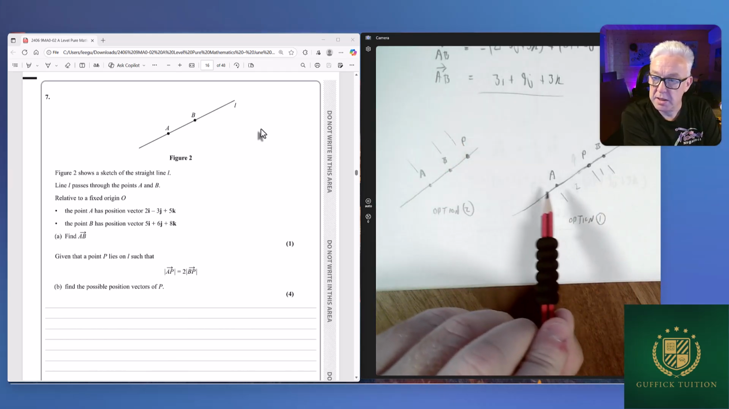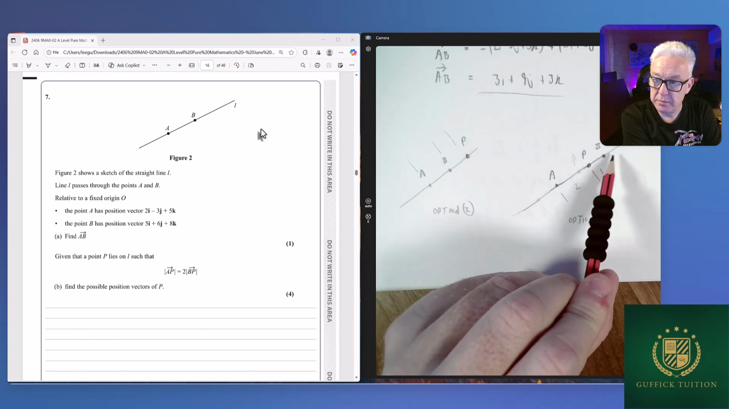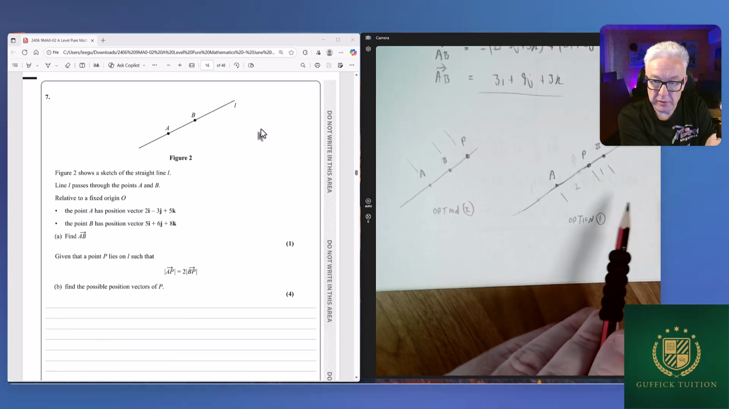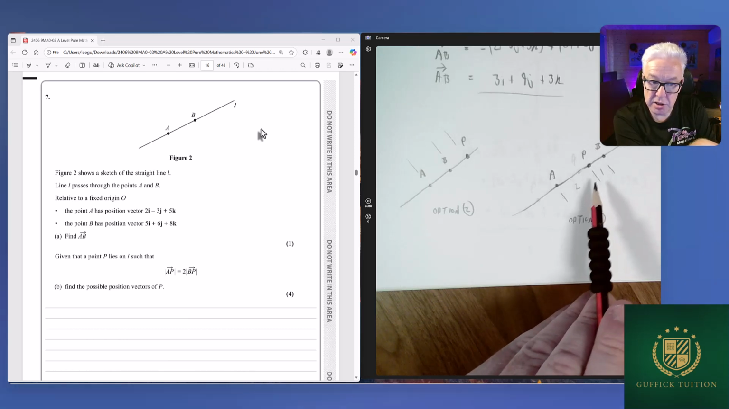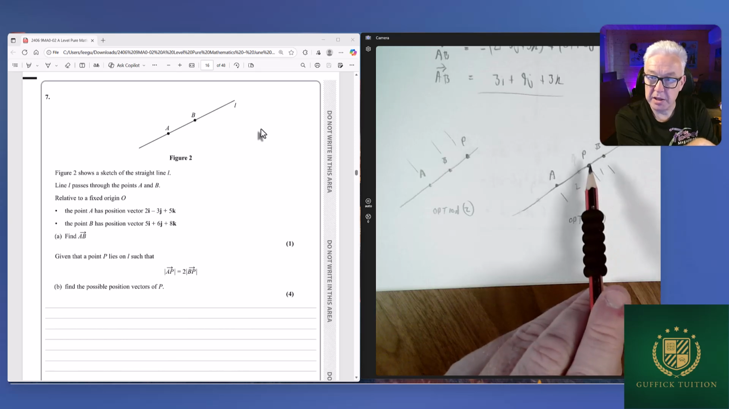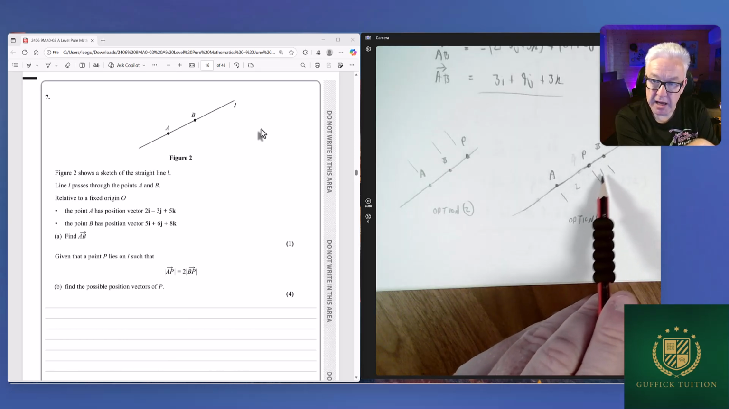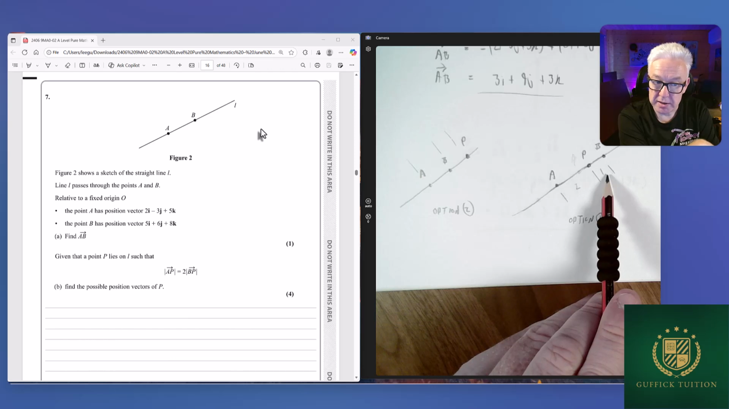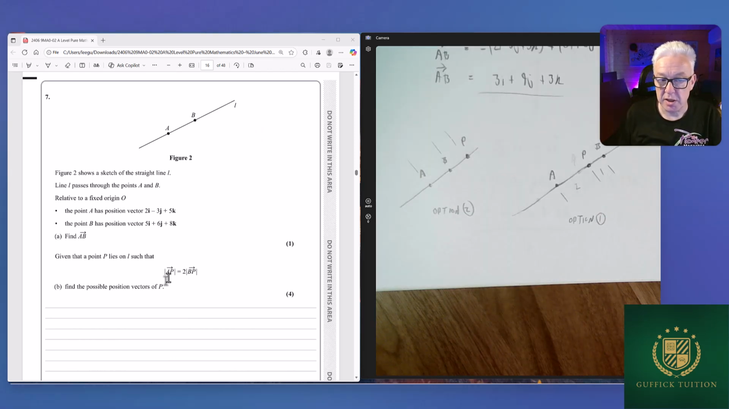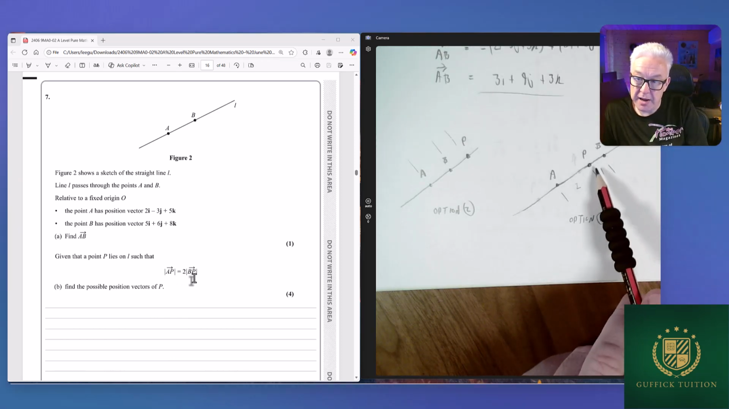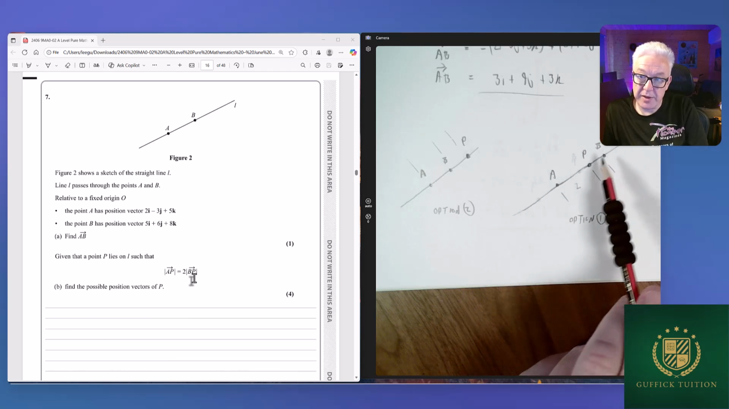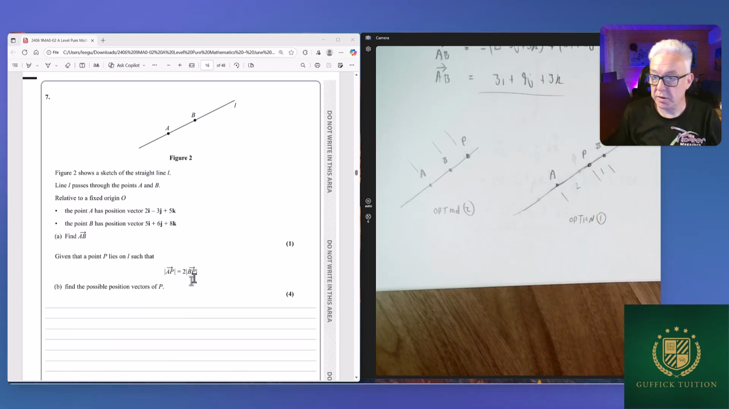Option 1: let's imagine that the point P lies in between A and B. In order for the magnitude of A to P to be double that of B to P, if B to P is 1, then A to P is double it. The expression in the question is saying that whatever A to P is, it's twice B to P. So here we have B to P, and A to P is twice it. That's one of the possible positions of P that meets the criteria.